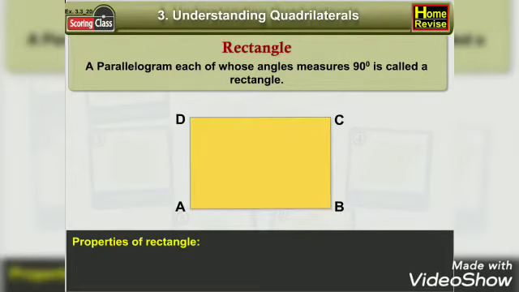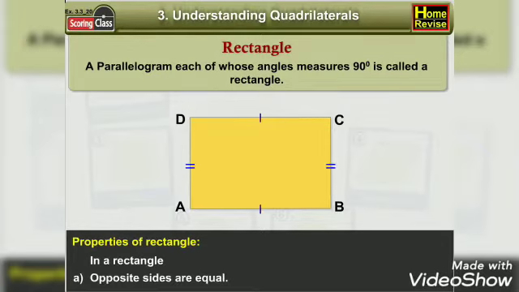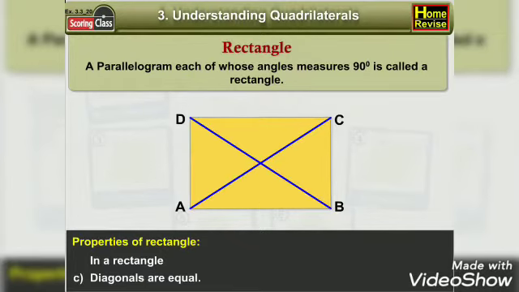Properties of rectangle. In a rectangle, A. Opposite sides are equal. B. Each angle measures 90 degrees. C. Diagonals are equal. And D. Diagonals bisect each other.